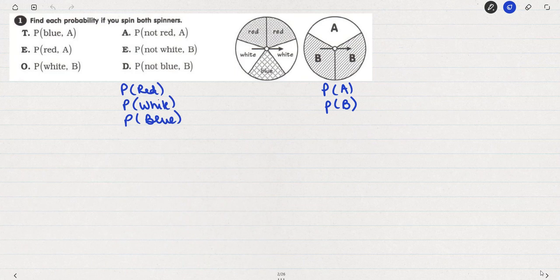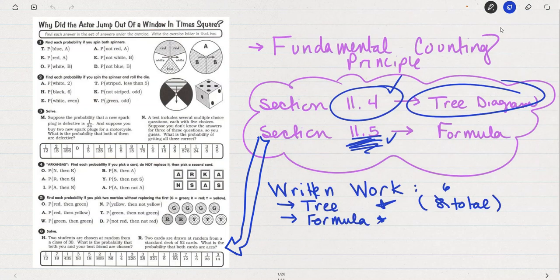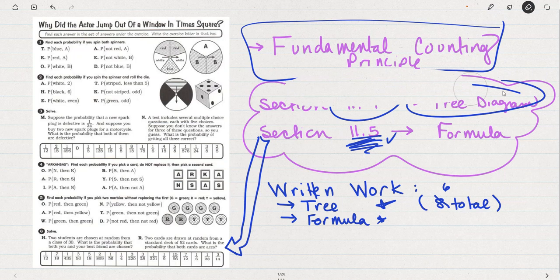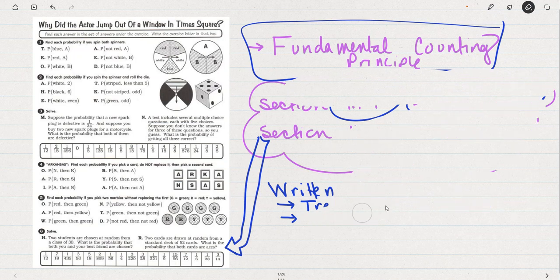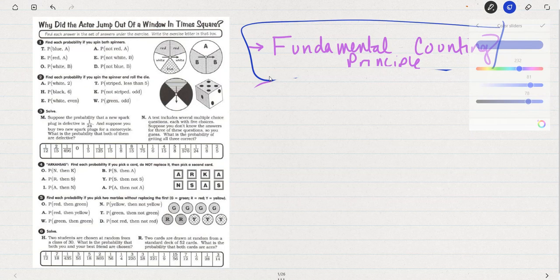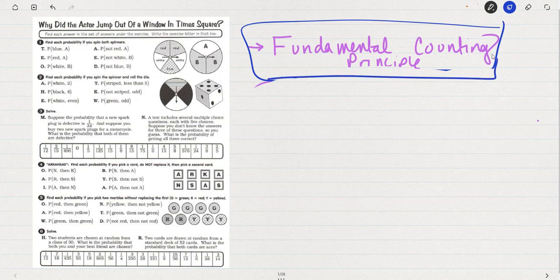Before we go too far into tree diagrams, I want to stop and highlight the fundamental counting principle. The fundamental counting principle tells us how many different outcomes are possible given the number of constraints, or the number of ways that we can do each part of an experiment or each part of a game.